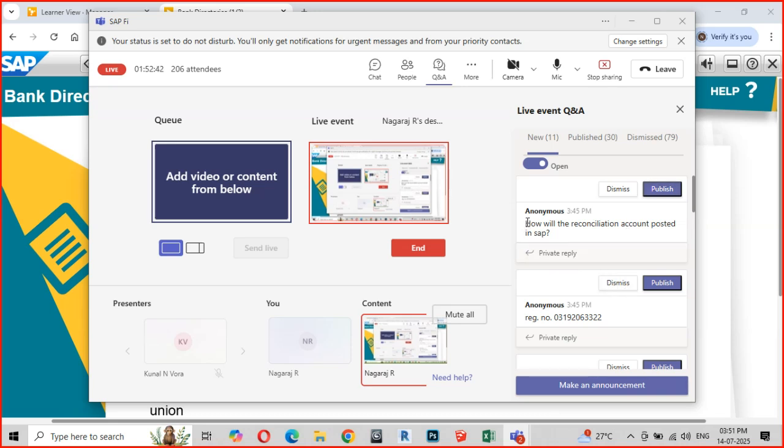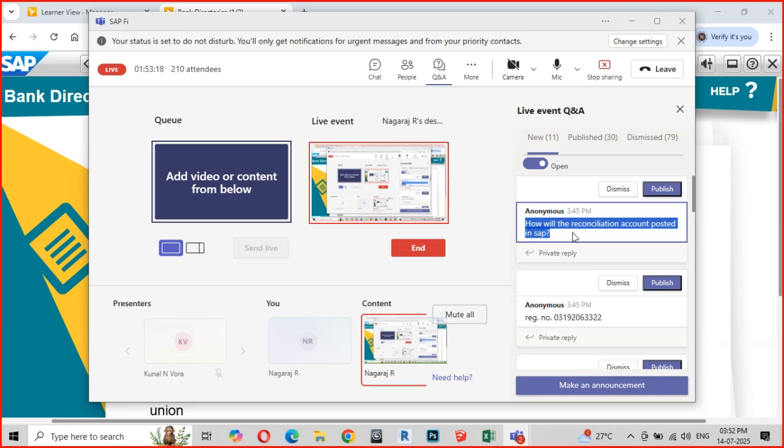How will the reconciliation account be posted in SAP? Wonderful question. The basic reason why you construct a reconciliation account, or map the reconciliation account in SAP, is that it should be posted automatically. The end user will not even know.